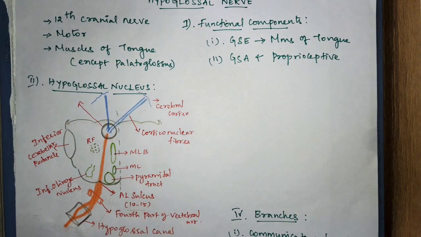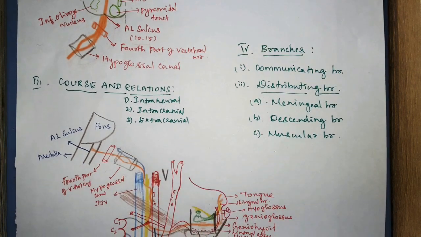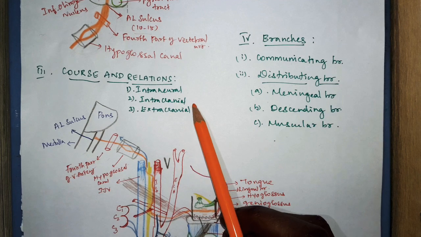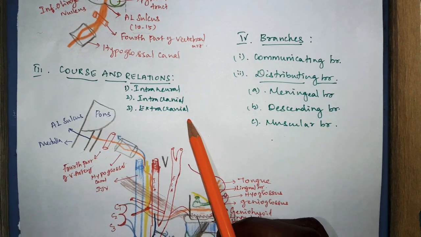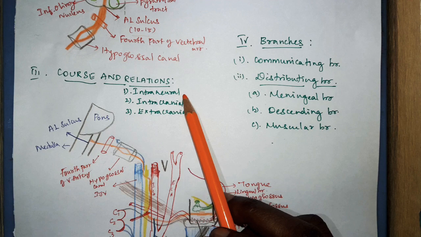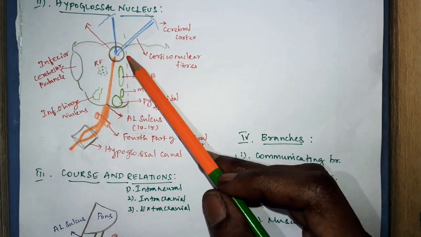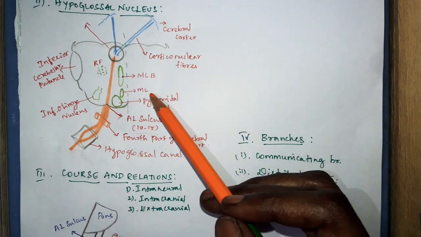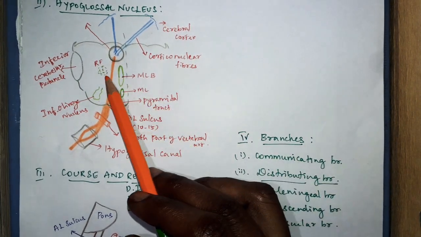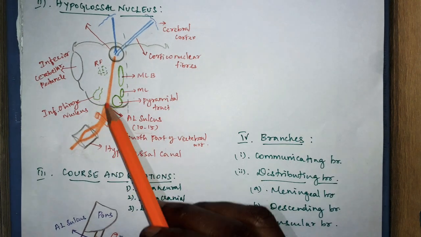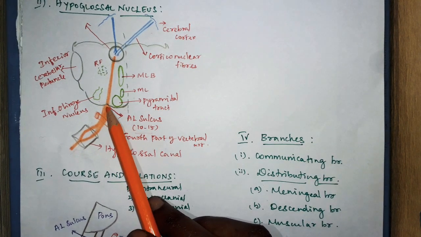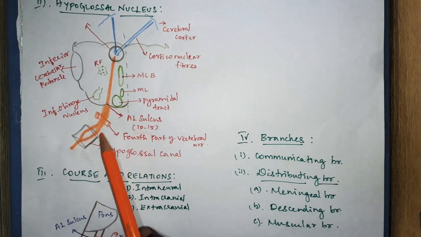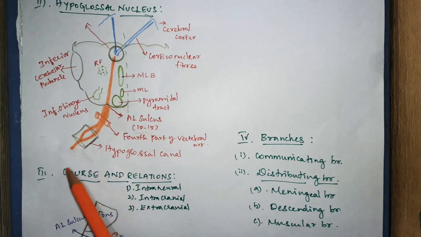Next we will move to the course and relations of the hypoglossal nerve. First we will study the course as intraneural course, intracranial course and extracranial course. Intraneurally, it takes origin from the hypoglossal nucleus, then descends downward and forward between the medial longitudinal bundle, medial lemniscus and pyramidal tract medially, and the reticular formation and the inferior olivary nucleus laterally. Then the nerve emerges, attached to the anterolateral sulcus by 10 to 15 rootlets between the pyramid and the olive, and now becomes the intracranial part.